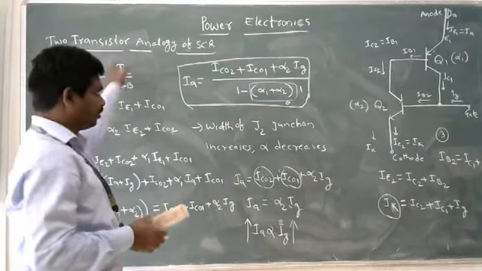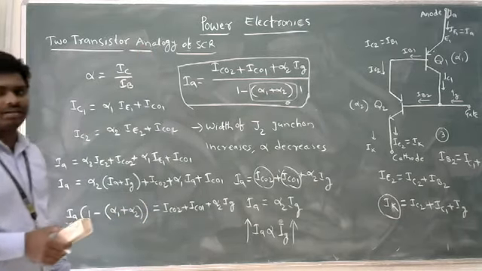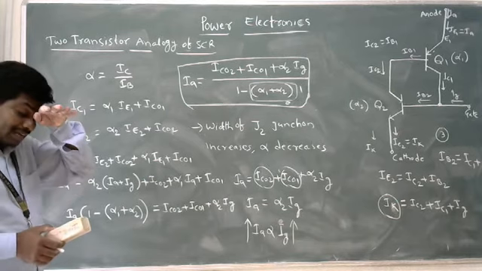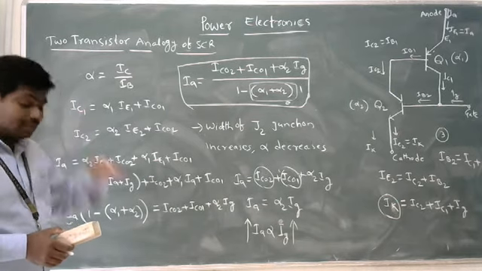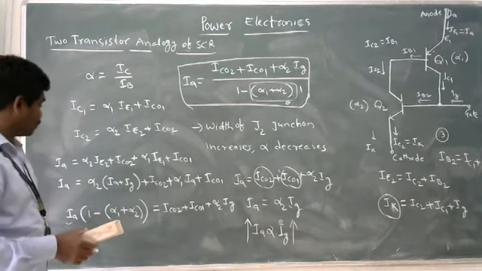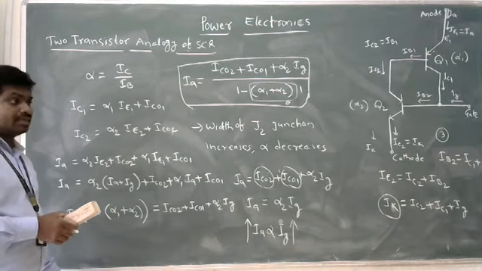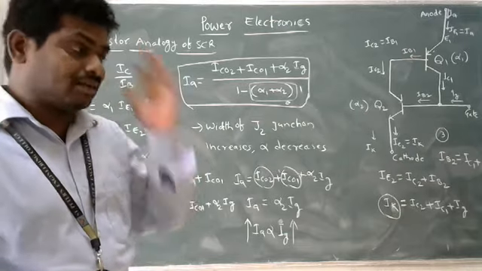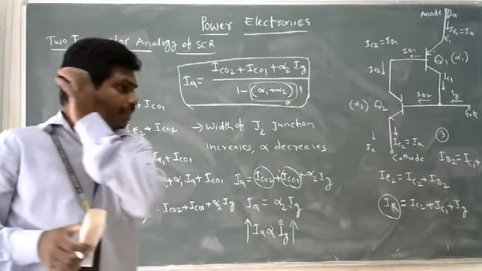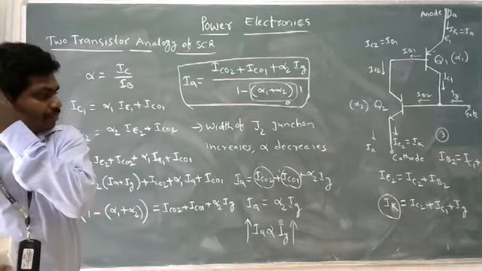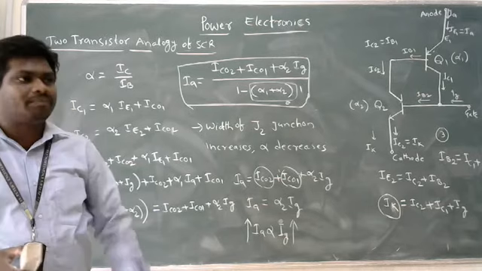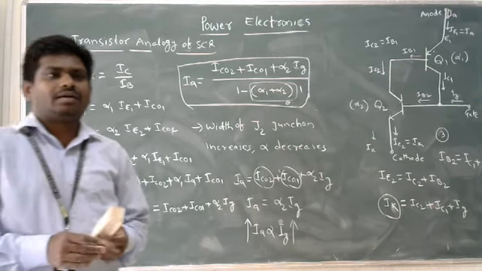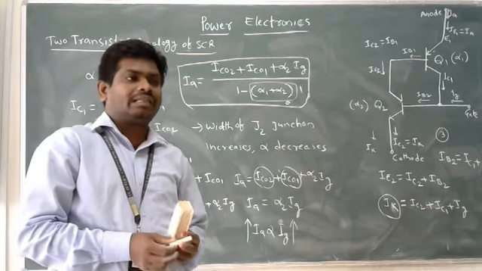So this is the total about the transistor analogy of SCR. It is a very important analogy. Next we will see the dynamic characteristics of SCR, as we already saw the static characteristics. Dynamic characteristics means on time and off time, two things are there. We'll discuss the dynamic characteristics of SCR in the next video.